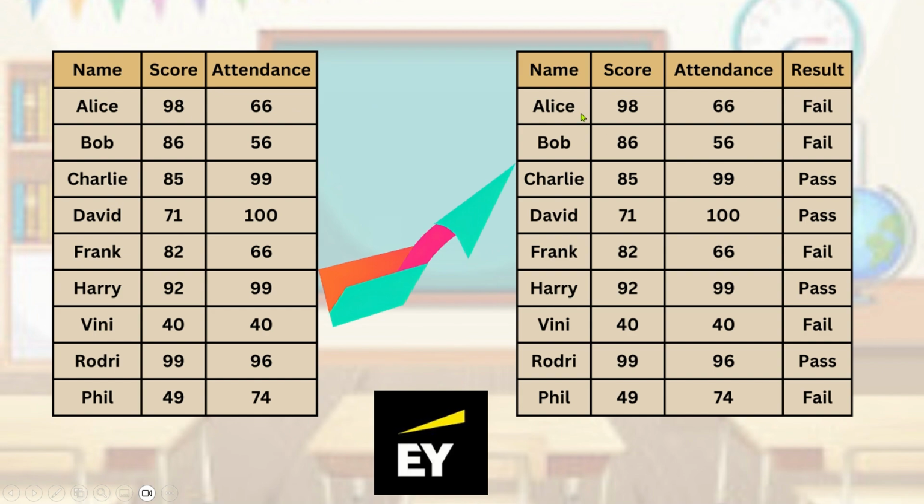So if you see, Alice has failed, even though Alice scored 98, and Bob, even though he scored 85, has passed. So there are some rules where we categorize the students whether they are passed or failed. So just based on seeing this input and output, try to understand what is the logic behind it.